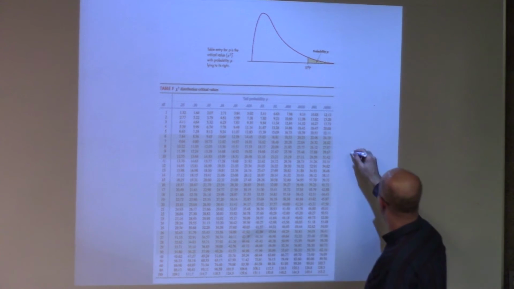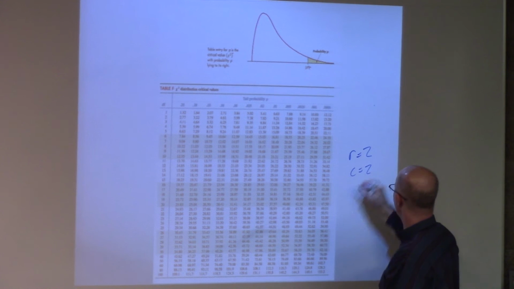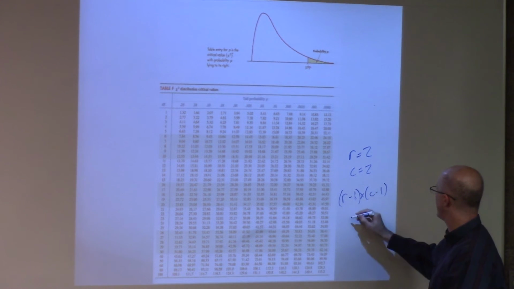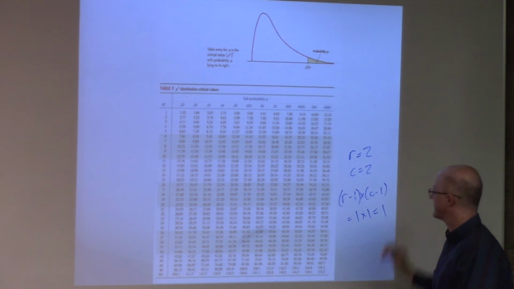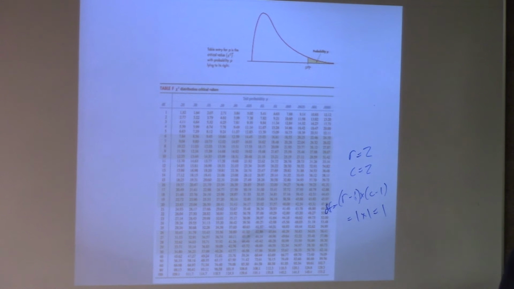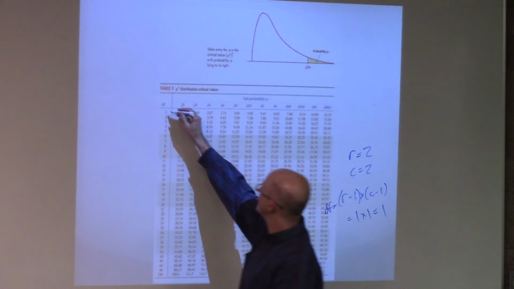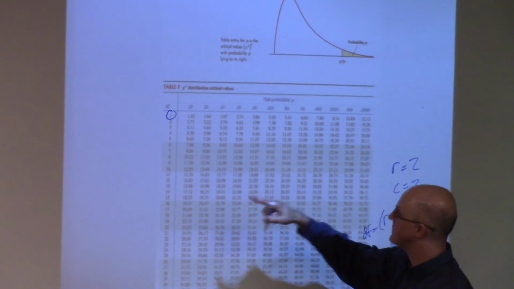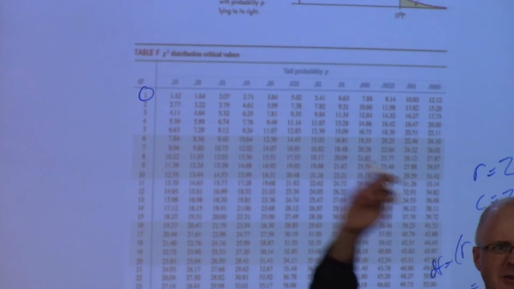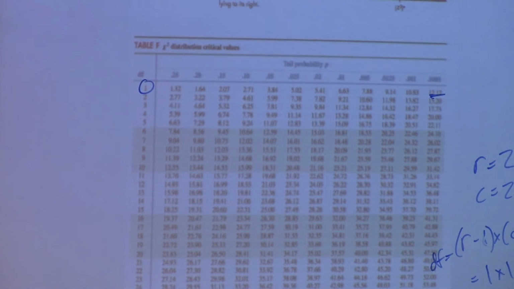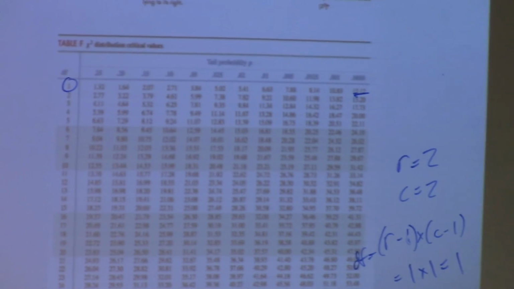So R was 2, C was 2, therefore R minus 1 and C minus 1 are both 1. The degrees of freedom is 1. That's the way degrees of freedom works in the chi-square context with these tables. 1 degree of freedom is right up there. Our chi-square value is real large. What was it again? I forgot. 22 or something? It's off the chart. The biggest number there is 12.12. So it's to the right of that.